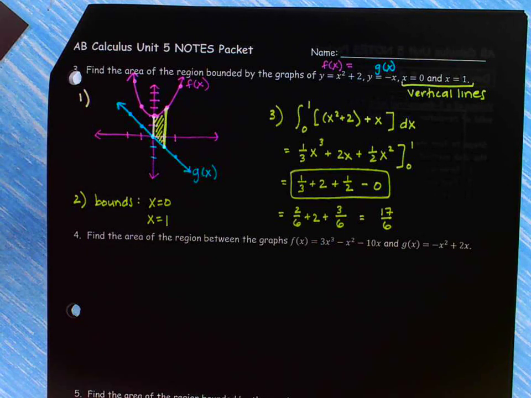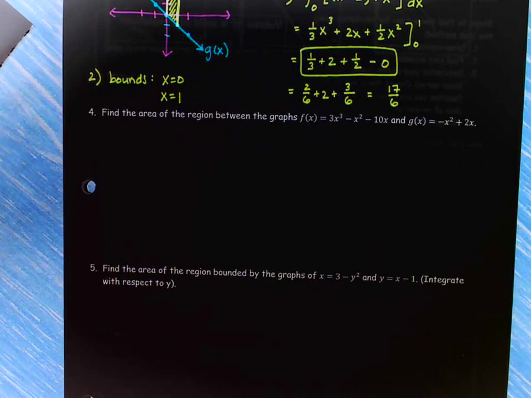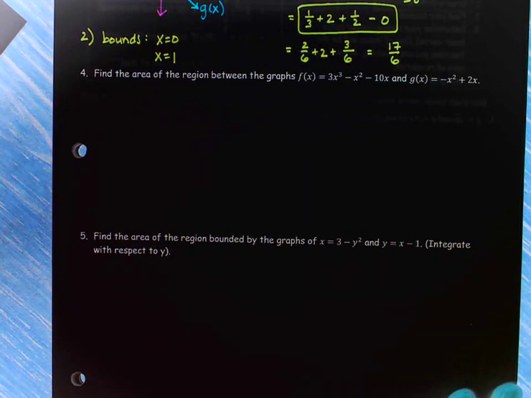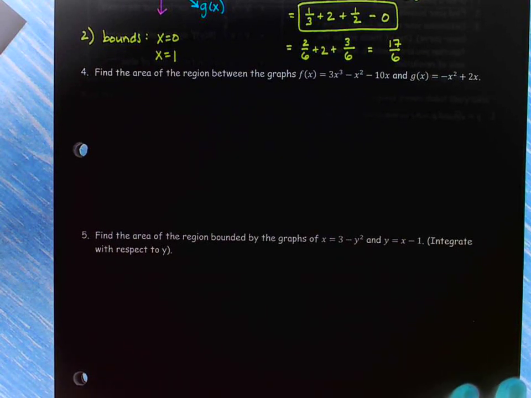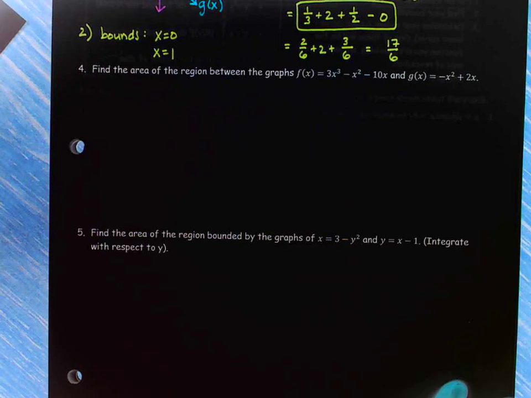So let's move on to number 4. We're actually going to need a calculator for this problem. It says find the area of the region between the graphs f of x equals 3x cubed minus x squared minus 10x, and g of x equals negative x squared plus 2x. Let me grab my calculator.